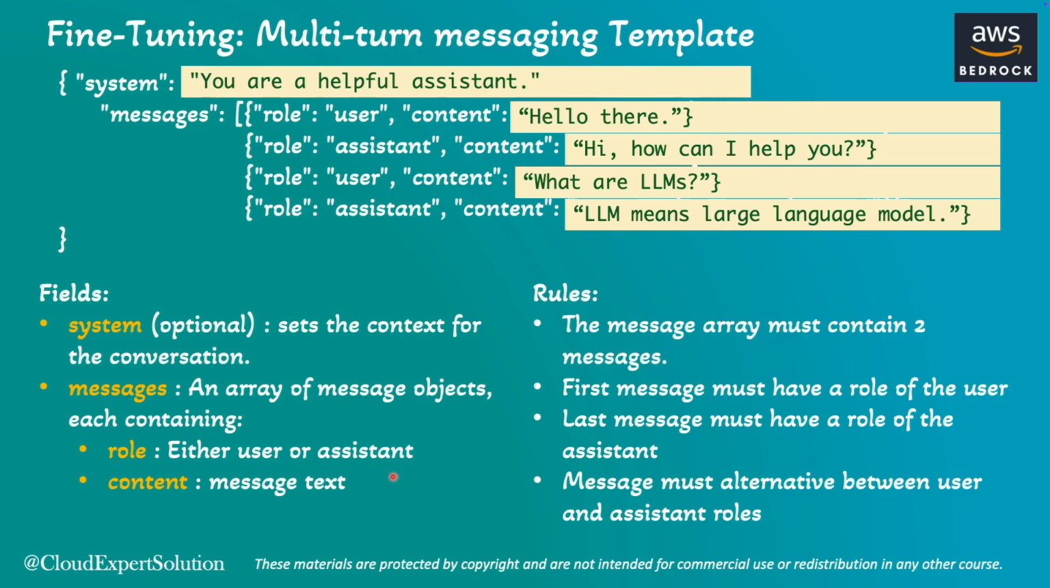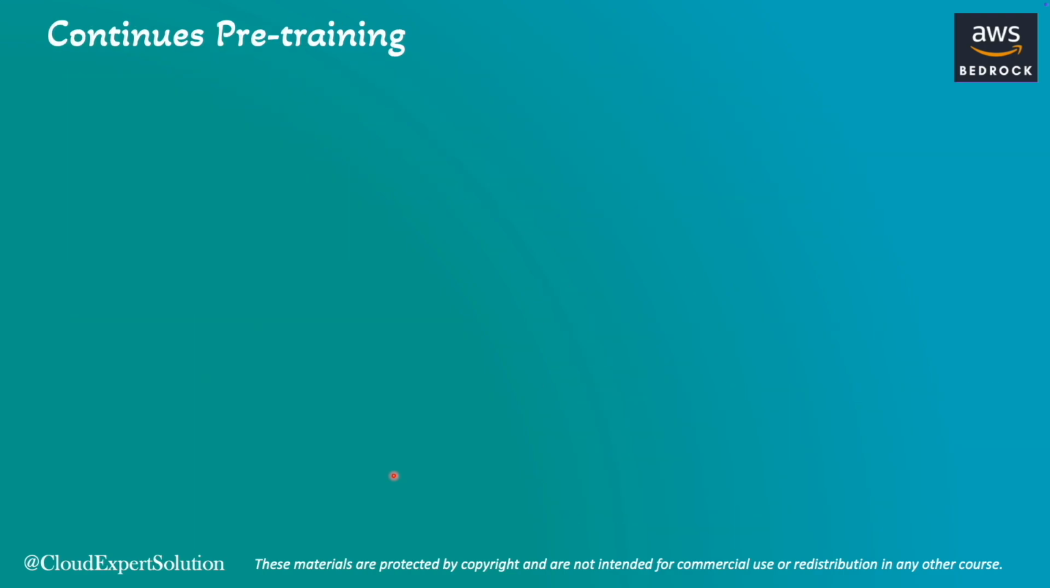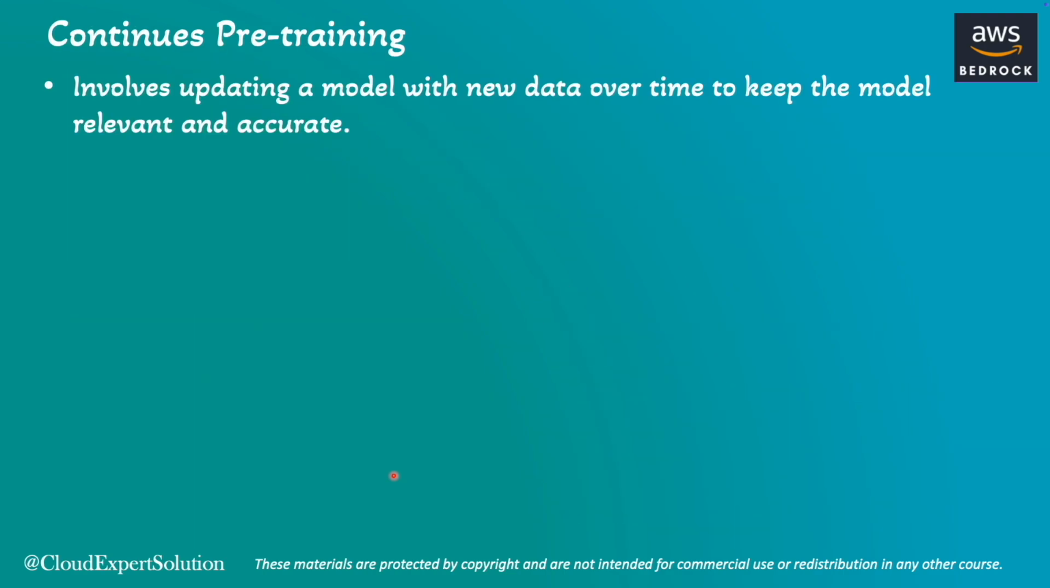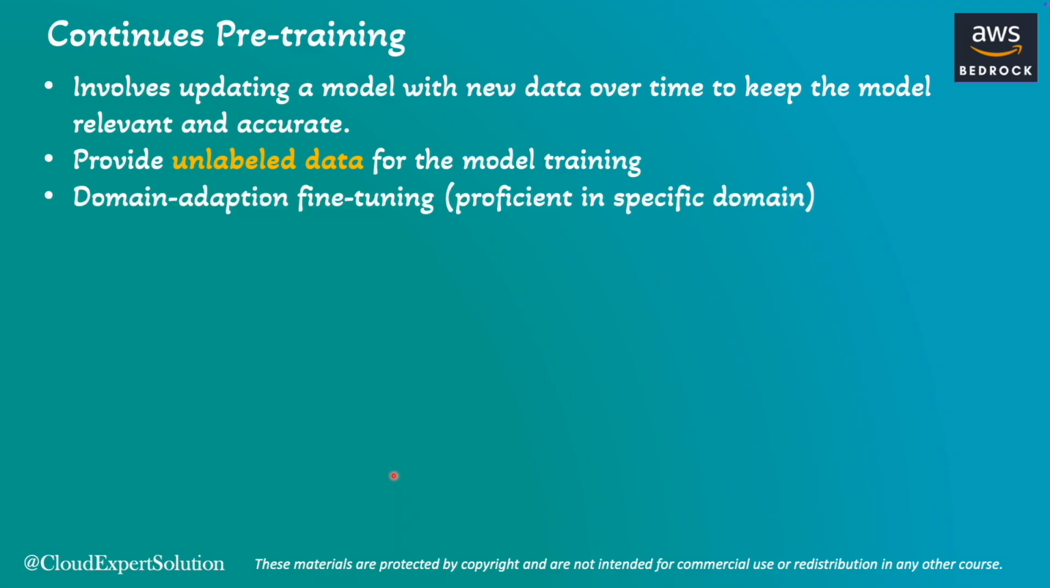Since we have reviewed fine-tuning, that is supervised learning with a labeled dataset, the next is continued pre-training. As the name suggests, continued pre-training involves updating a model with new data over time to keep the model relevant and accurate. For continued pre-training, we use unlabeled data for the model training. Continued pre-training is also called domain adaptation fine-tuning. Please remember this word, domain adaptation fine-tuning.